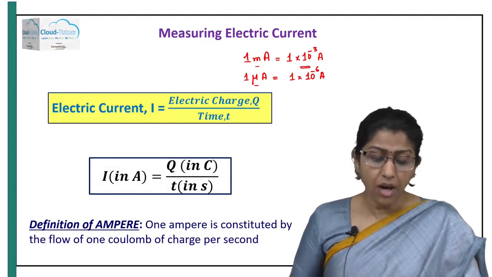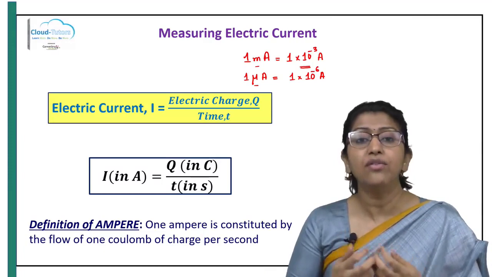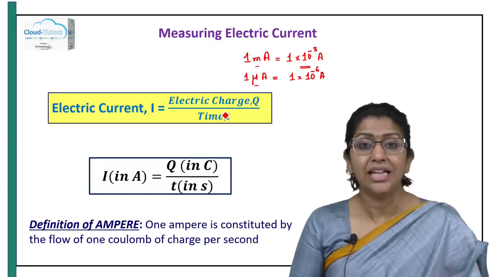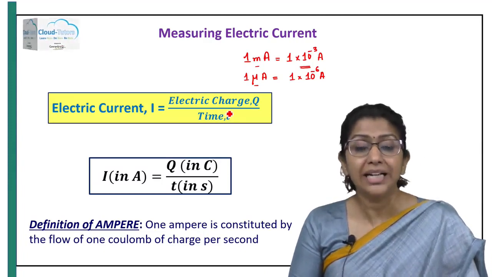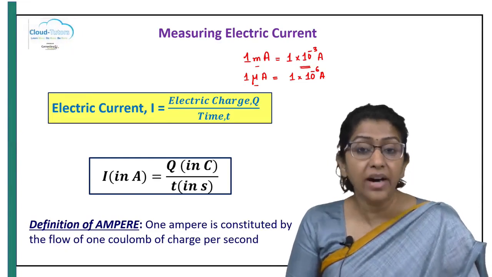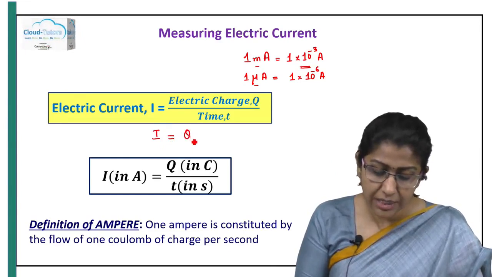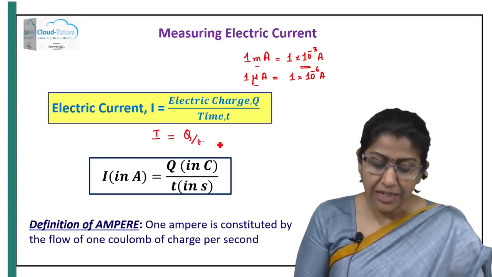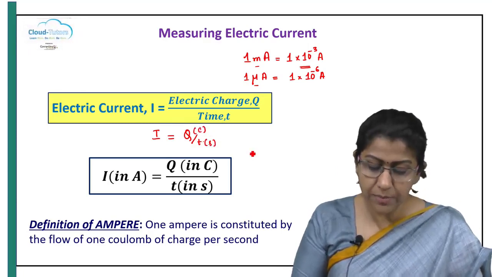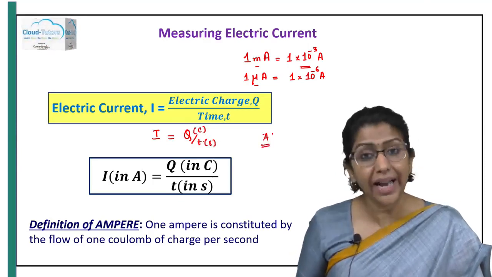Okay. Now, what do we mean by electric current? By definition, electric current is the rate of flow of charges, and it is given by the equation I is equal to Q by T, where Q is the amount of charge flowing through the conductor per unit time. So we can write the equation as I is equal to Q divided by T, where T is measured in seconds, Q is measured in coulombs, and I is measured in amperes, denoted by capital A.